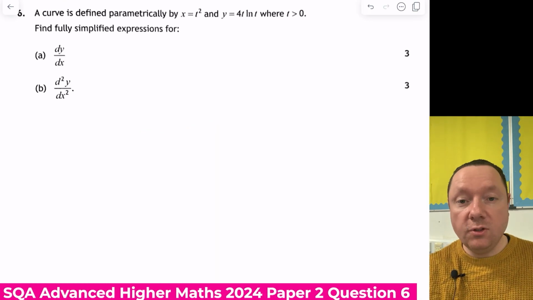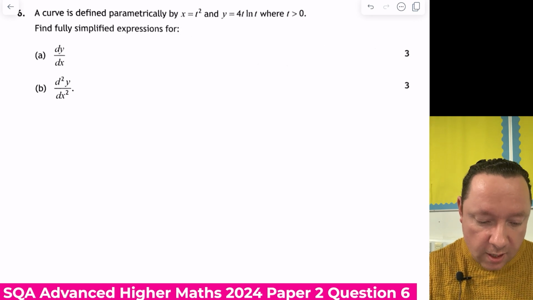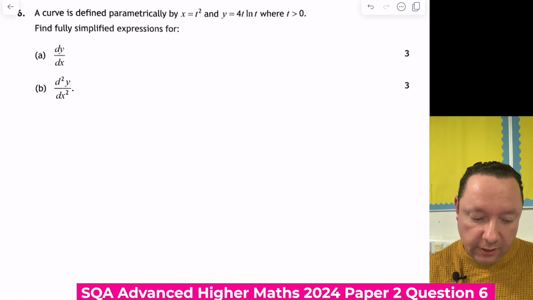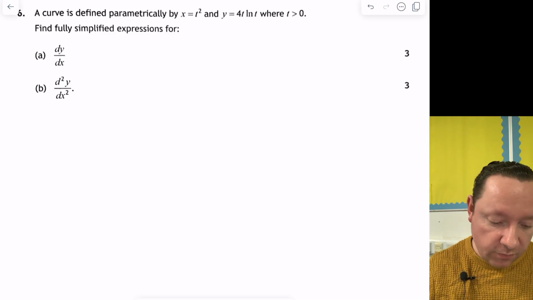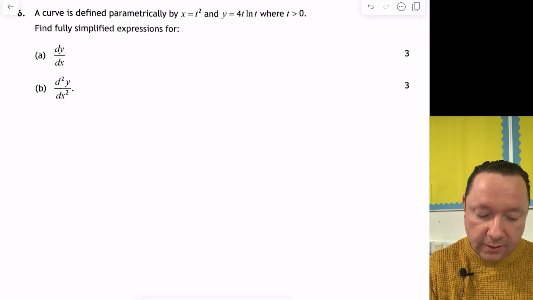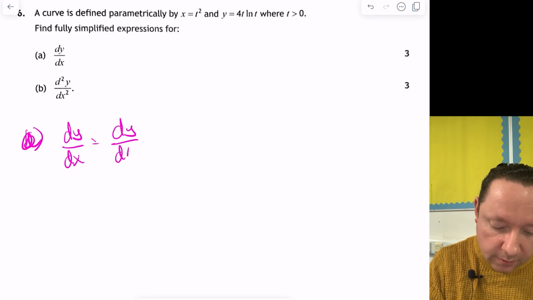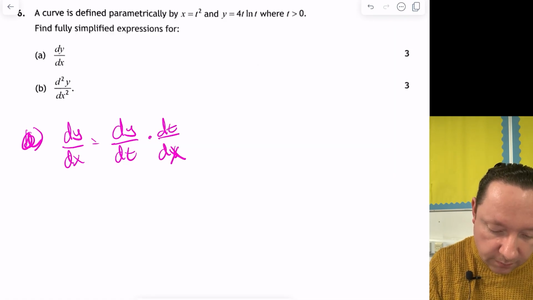SQA Advanced Higher Maths, 2024, Paper 2, Question 6. Our curve is defined parametrically by x equals t squared and y equals 4t log t, where t is greater than 0. If we simplify the expressions for dy by dx and d2y by dx squared, let's just start with the first one, a. dy by dx is dy by dt times dt by dx, so I need to work out those things.